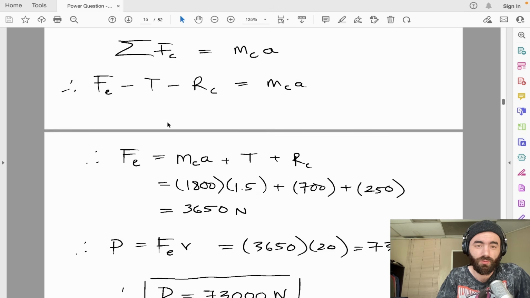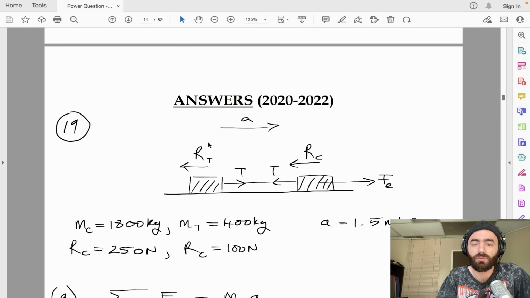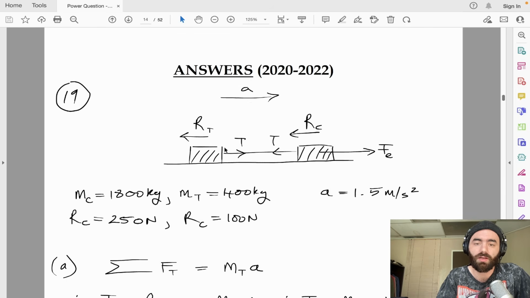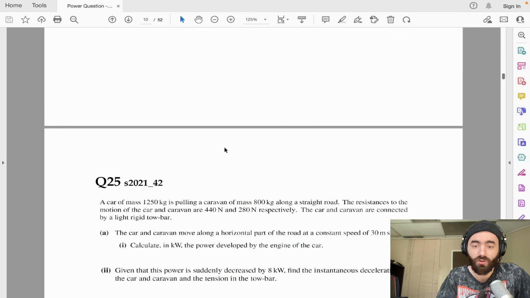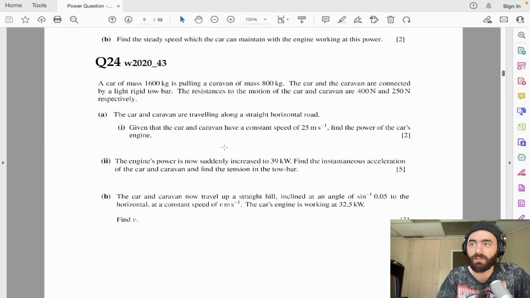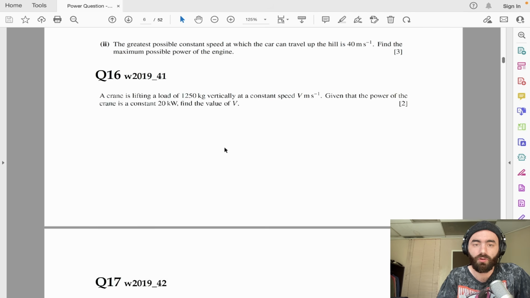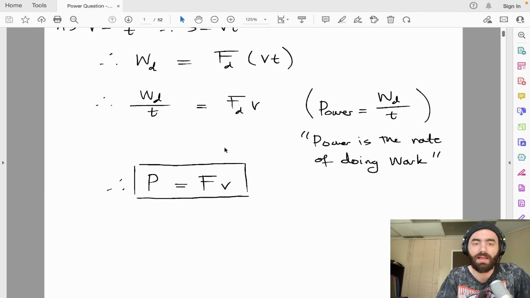It's like 32 questions here. I answered all the questions from 2020 to 2022, and then I extracted the answers for the earlier years. But this one's actually not too difficult if you've understood the energy, work energy, and the forces that I've done. The only additional concept that we need to understand here is power.